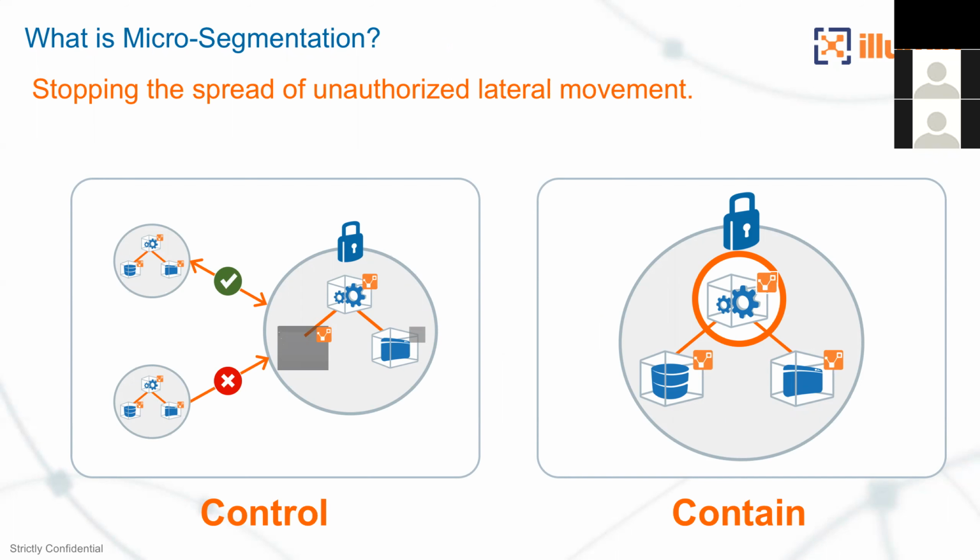Summarizing it in really two words, we're trying to control and contain. We're trying to control any communication in and out of a segment, so we're disrupting that east-west traffic that shouldn't be happening. And we're trying to contain a breach. If a workload, if a server is compromised, an attacker shouldn't have complete access to your environment. It should be very limited in what they can communicate with.